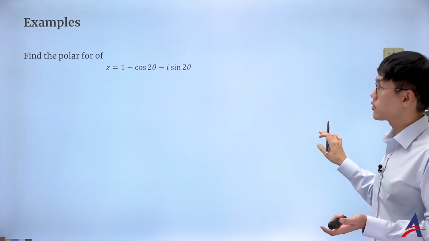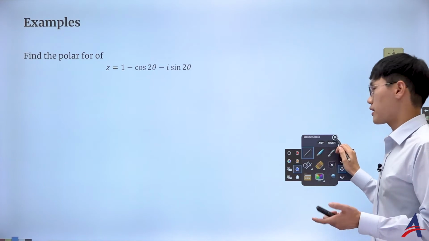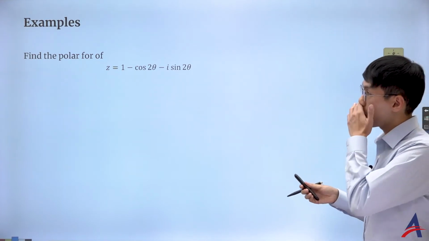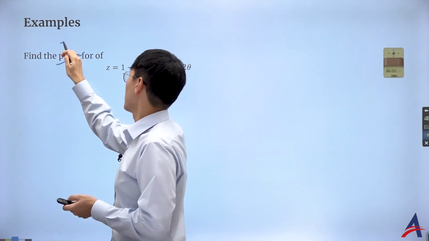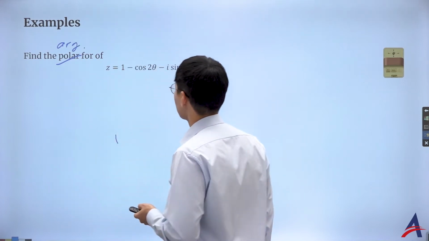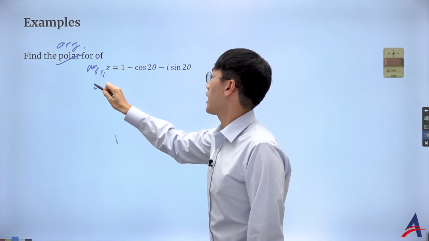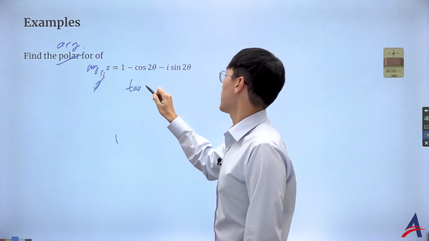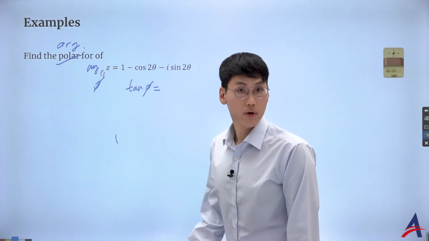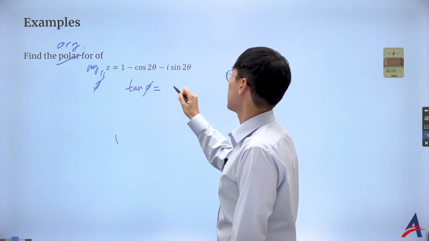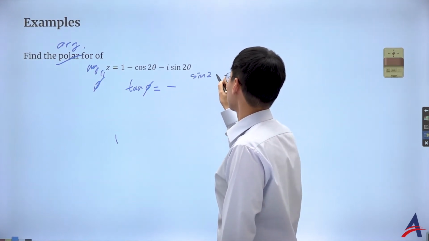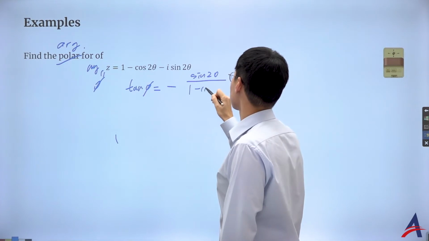Let's have a look at that. So the modulus, I will leave it as an exercise. It's pretty trivial to prove. So I want to just change into the argument. So let's try to find the argument of this. If I let the argument of that be phi, then I know tangent phi has to be the imaginary part over the real part, isn't it? So it's going to be negative sine 2 theta over 1 minus cosine 2 theta.